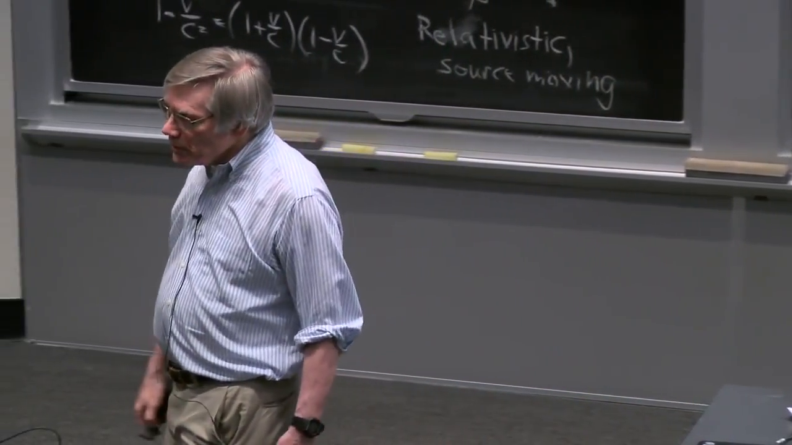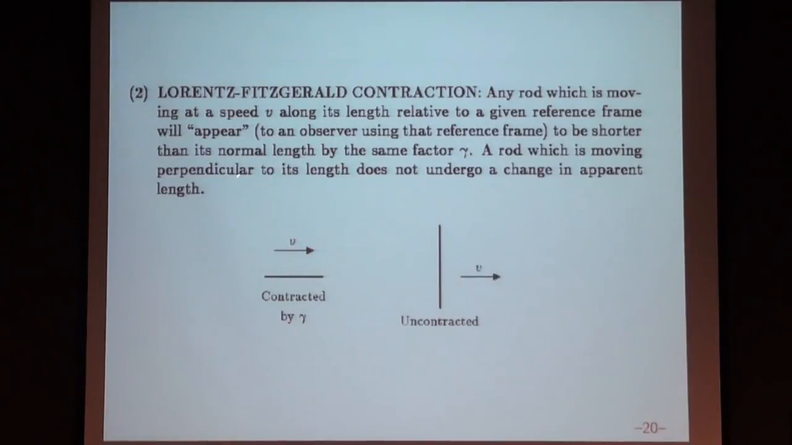Okay, the second consequence, and again, all these will involve the word appear. And I always write it in quotation marks to remind you that it's not exactly what a person would see. The second one is another famous effect of special relativity, Lorentz contraction, or sometimes called Lorentz-Fitzgerald contraction. Any rod which is moving at a speed v along its length relative to a given reference frame will appear, and again appear to an observer using that reference frame, to be shorter than its normal length by the same factor gamma. A rod which is moving perpendicular to its length does not undergo a change in apparent length.